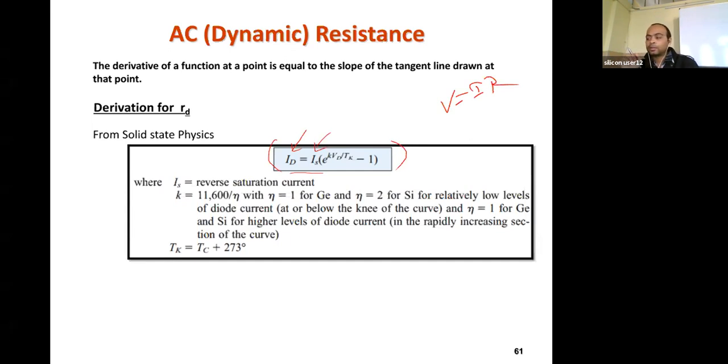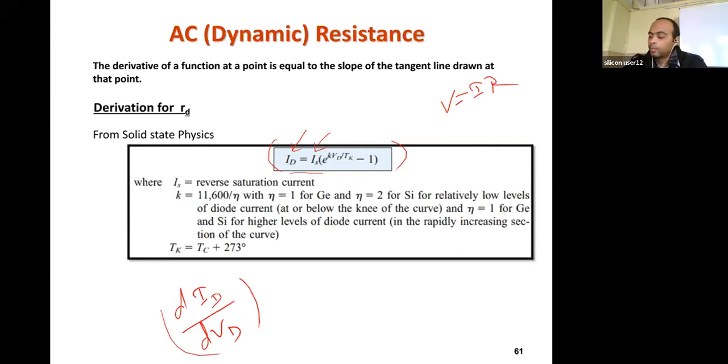So from this equation, if I do a derivative or some other operation, I can also get the AC resistance. That I want to do now. Since I have the ID equation, if I differentiate it with respect to VD, I will get dID by dVD. Then I can take the reciprocal of that, which will give me the resistance.